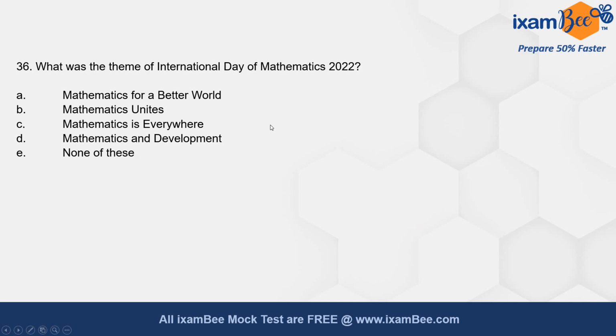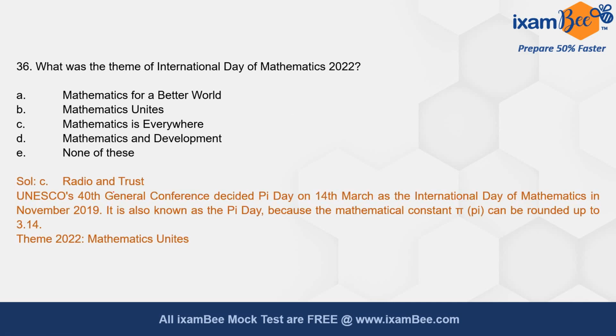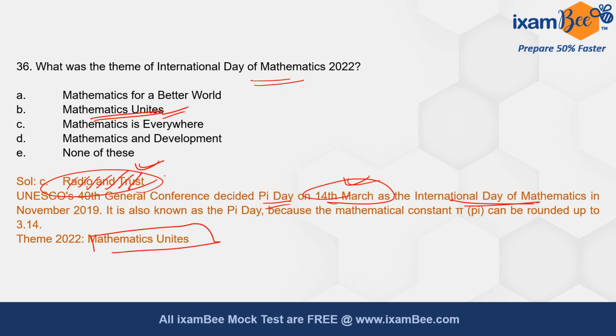The next question: What is the theme of International Day of Mathematics 2022? International Day of Mathematics 2022. Yes, Radio and Trust. ठीक है, Radio and Trust is the... सॉरी गाइज, यहाँ पे थोड़ा सा गलती है. The theme for this is Mathematics Unites. ठीक है, this is a mistake. Mathematics Unites is the theme. ठीक है, 14th of March is celebrated as International Day of Mathematics, or this is also called Pi Day. So this year's theme is Mathematics Unites. So B should be the answer.